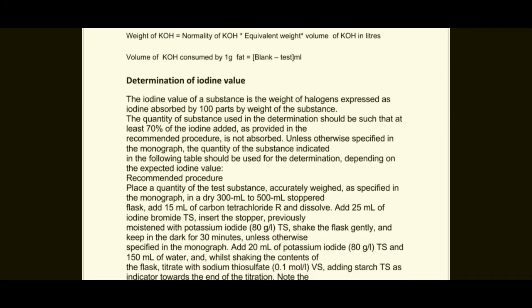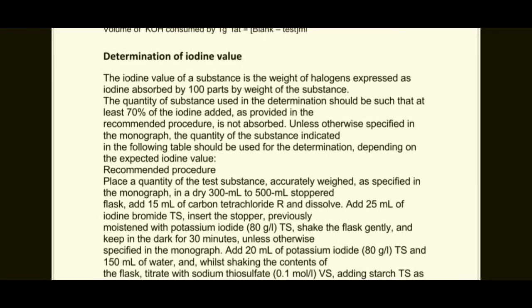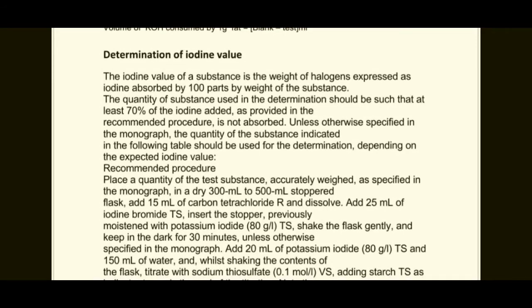So, determination of the iodine value. Students, next is the determination of iodine value. The iodine value of a substance is the weight of halogens, expressed as iodine, absorbed by 100 parts by weight of the substance. The quantity of substance used in a determination should be such that at least 70% of the iodine added, as provided in the recommended procedure, is not absorbed.